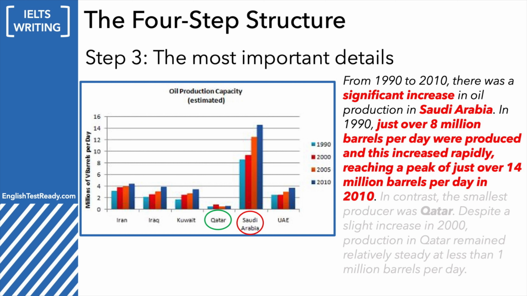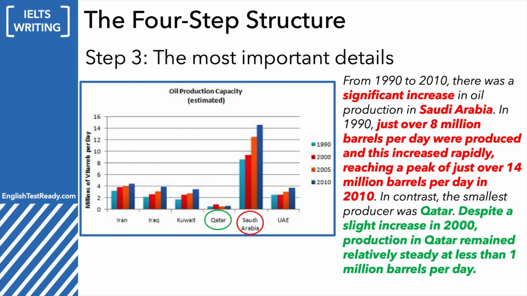I wrote, from 1990 to 2010, there was a significant increase in oil production in Saudi Arabia. In 1990, just over 8 million barrels per day were produced, and this increased rapidly, reaching a peak of just over 14 million barrels per day in 2010. So as you can see here, when I talked about Saudi Arabia, I actually mentioned numbers, how many barrels of oil they produced. And this is what you want to do in step 3. You want to go into details like this.